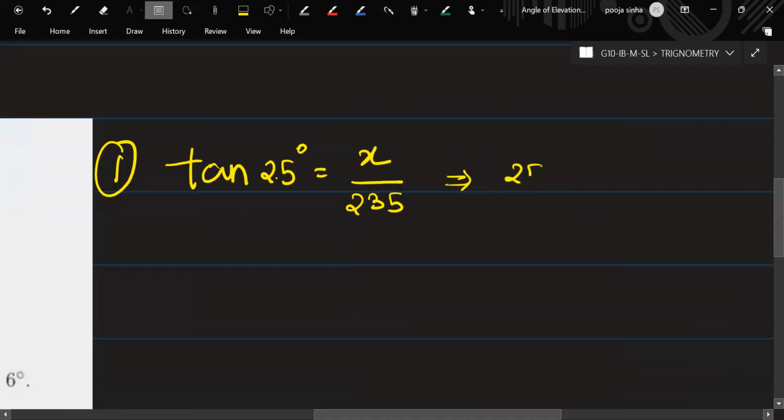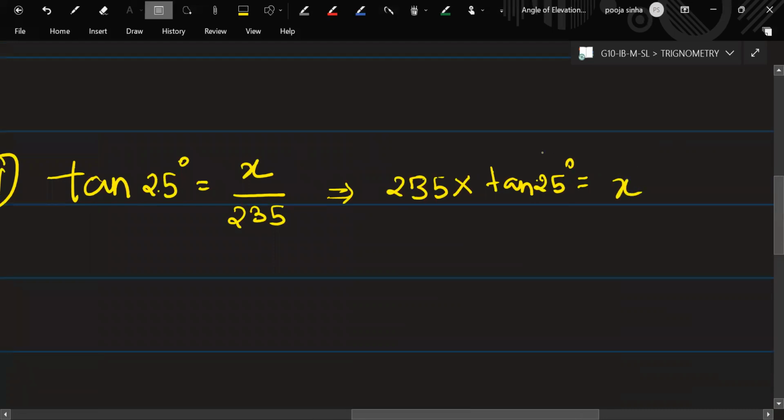Can you give me your answer for X? X equals 235 times tan 25 degrees. Give me the answer. It's 109.58. 109.58 meters is your value for X.